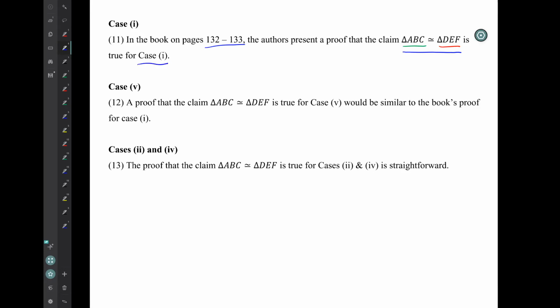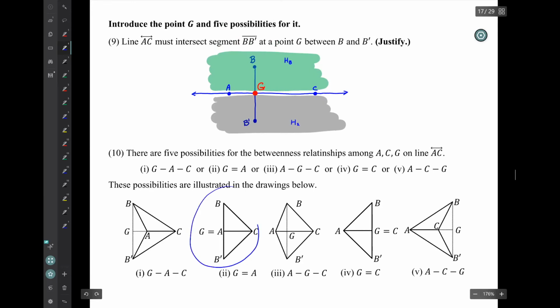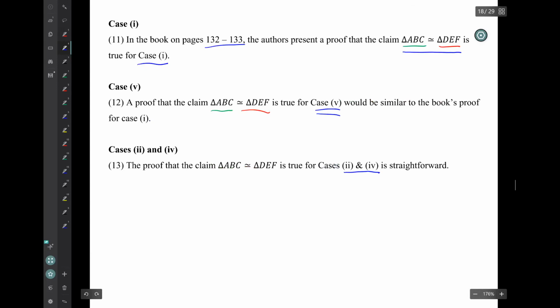And they point out that the proof for case 5 would be similar to the proof that they give. So we can say that therefore that congruence, triangle ABC congruent to triangle DEF, is also true for case 5. Now, as the authors point out, and I'll agree, in cases 2 and 4, that's this case and this case, in those 2 cases, it's fairly straightforward to prove that triangle ABC is congruent to triangle DEF. So I won't discuss those.